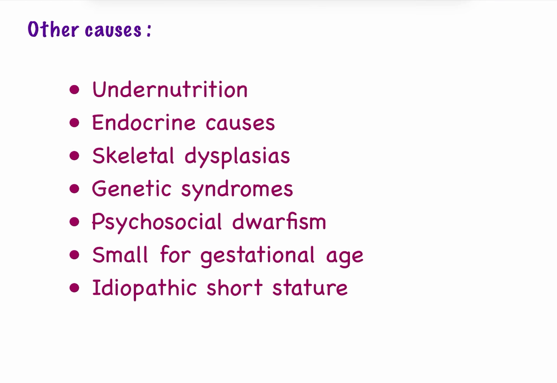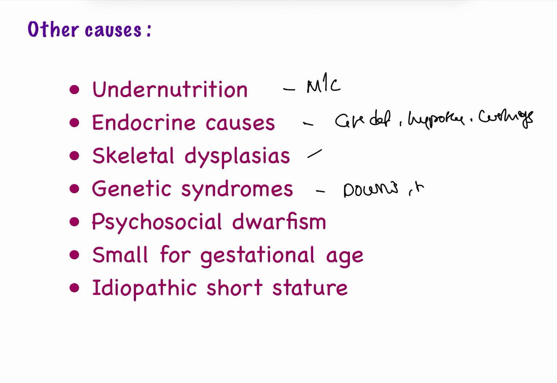The other causes are undernutrition. It is the most common cause. Endocrine causes are growth hormone deficiency, hypothyroidism, Cushing syndrome. Then there are skeletal dysplasias and genetic syndromes like Down syndrome and Turner syndrome. Psychosocial dwarfism is emotional deprivation dwarfism. It is caused due to unhappy homes.